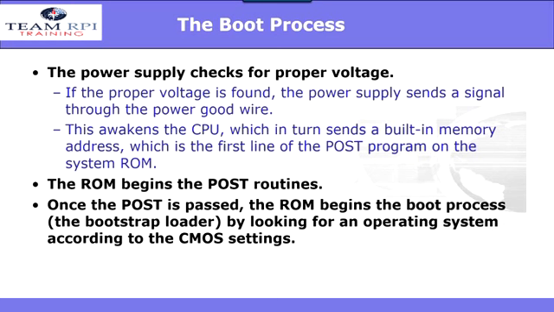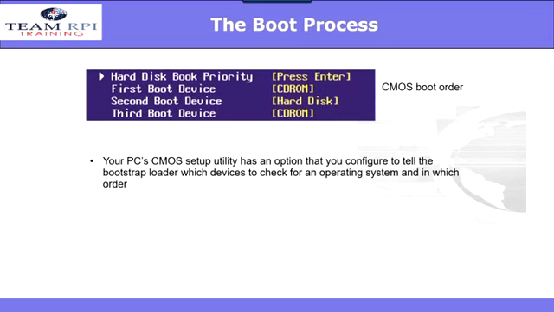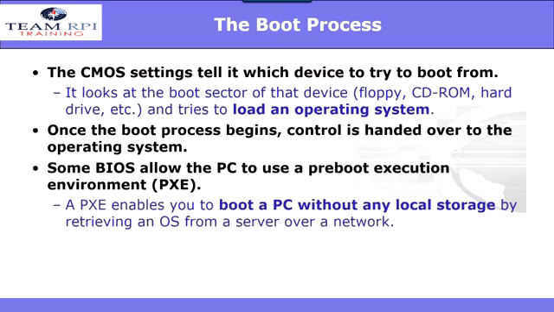Once the POST is passed, the ROM begins the boot process. At this point is when it's looking for the operating system according to the CMOS settings. Which hard drive you boot from is customizable. For instance, you can tell it to look for the primary hard drive or maybe boot from a CD-ROM or a USB. This is all configured in the CMOS setting.